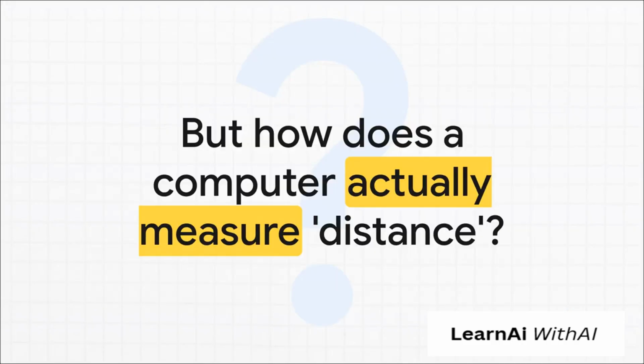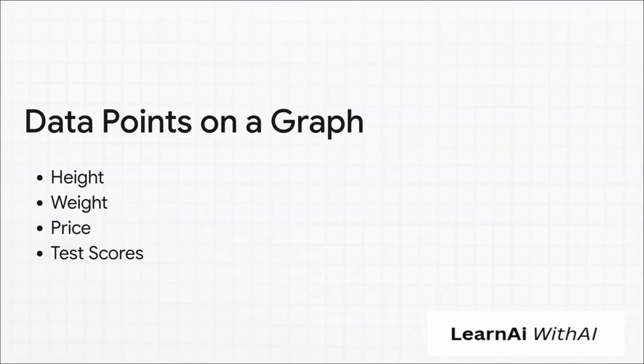That analogy makes total sense for us, but it brings up the next big question. A computer doesn't see a playground or kids, it sees numbers. So how in the world does it actually measure closeness or distance in its digital world? Well, here's how. The computer turns every single piece of information into a coordinate on a graph. A person's height, the price of a car, a student's test score, every feature just becomes a number. And once everything's a number, you can plot it as a single dot on this giant digital map. Then the computer can measure the literal physical distance between those dots.